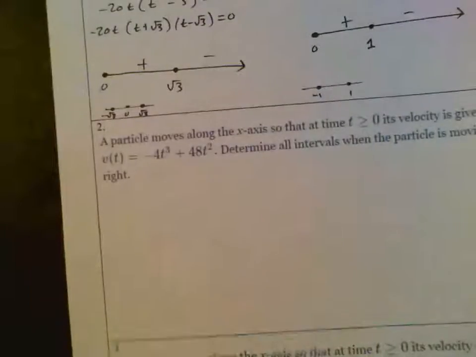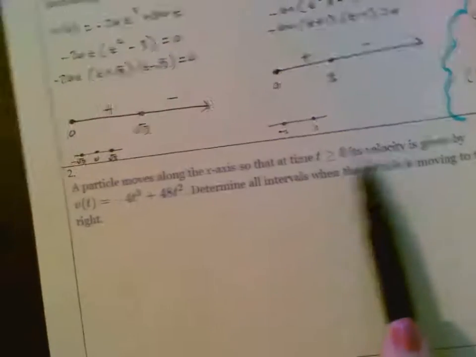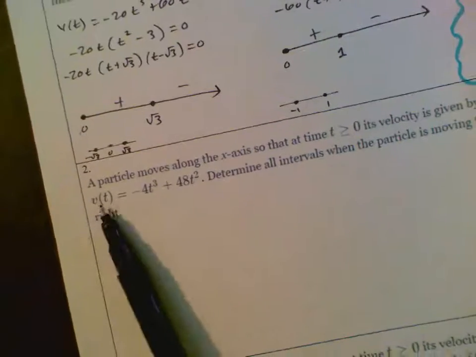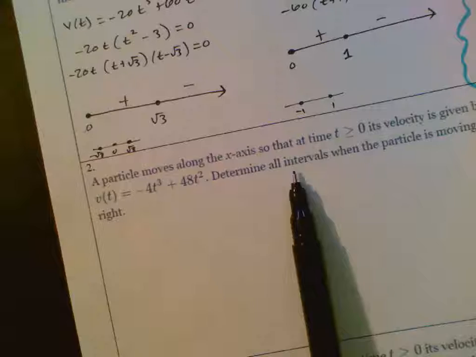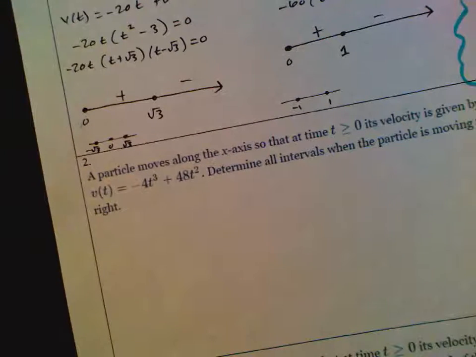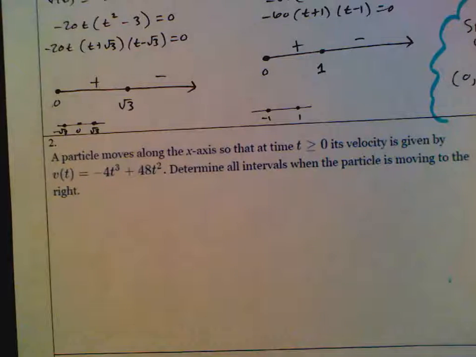Okay, so a particle moves along the x-axis. Same introduction all the time. But this time we've got the velocity function. Determine all intervals when the particle is moving to the right. Guys, the particle is moving to the right if the velocity is positive.